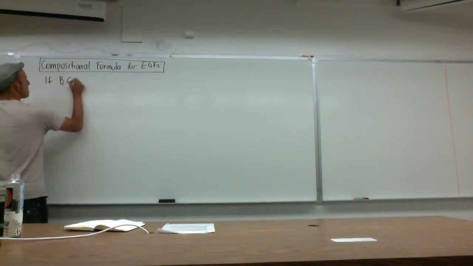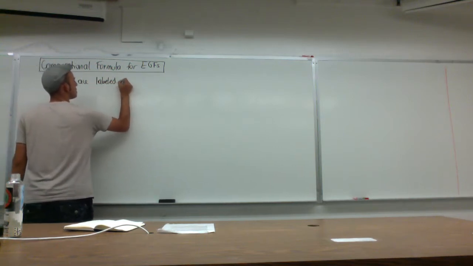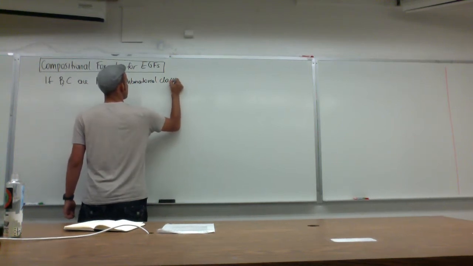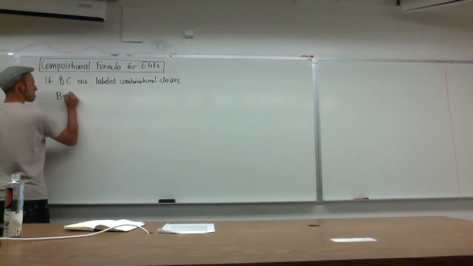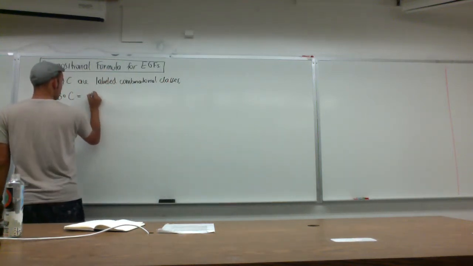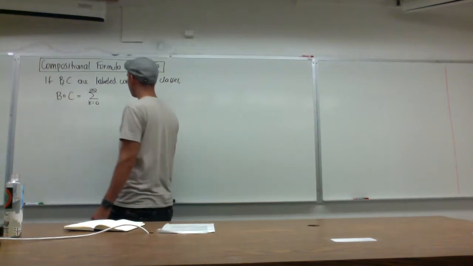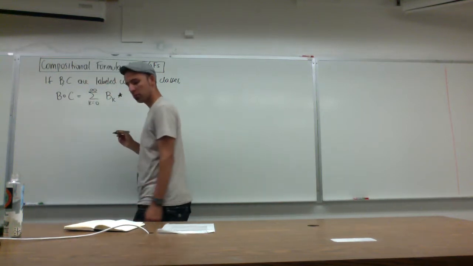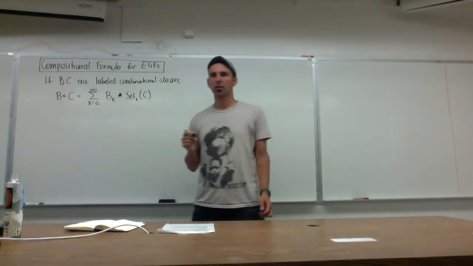So if B and C are some labeled combinatorial classes, then I'm going to define their composition to be the sum, k equals 0 to infinity, of B_k product with Set_k of C. Okay.